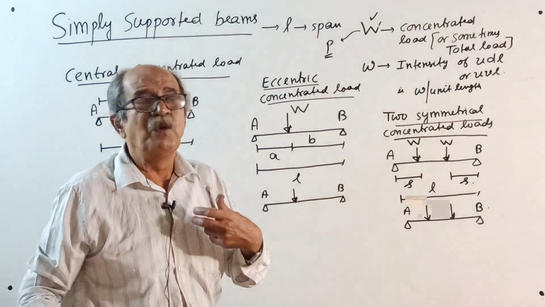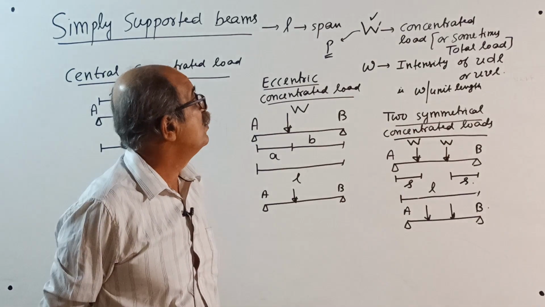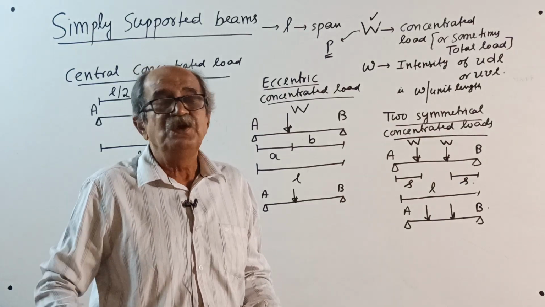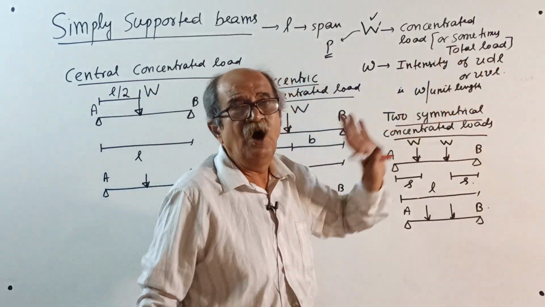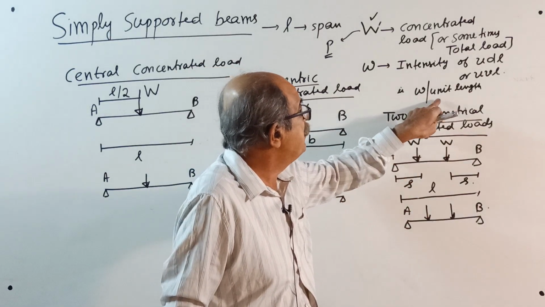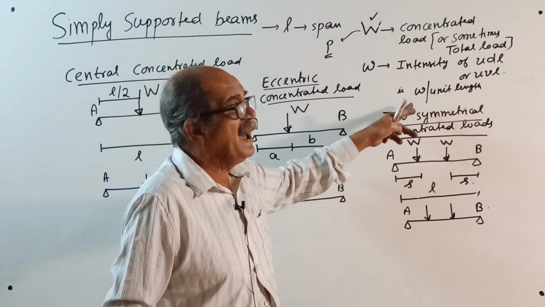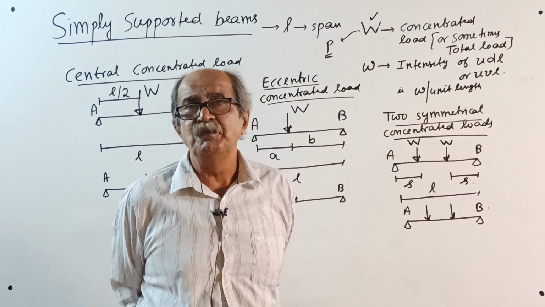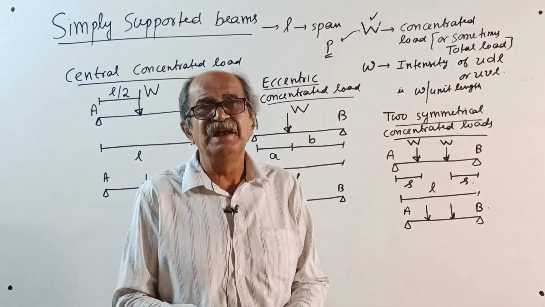Capital W is my symbol for magnitude of concentrated load or point load. But for UDL, small w stands for intensity of UDL or UVL. It can be uniform or varying, that will come later. That is w per unit length. I never write w kilonewton per meter. I never write span in meter. In the standard cases, using kilonewton and meter is utter nonsense. I already told earlier, they should think a little.